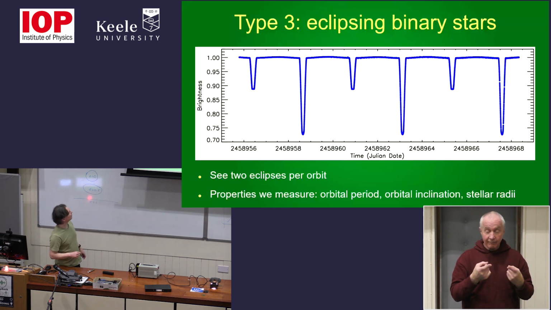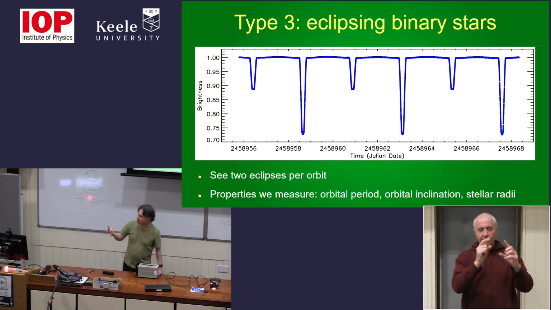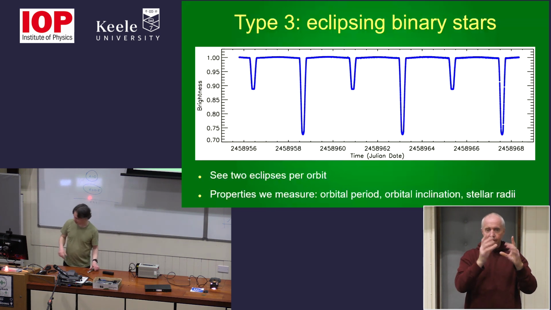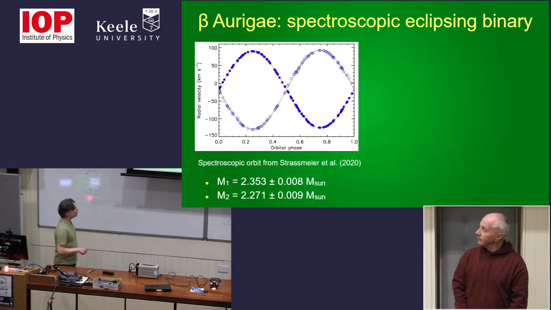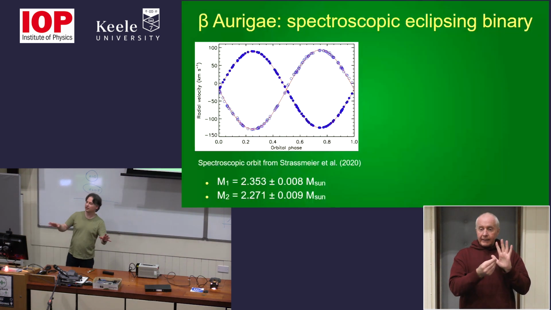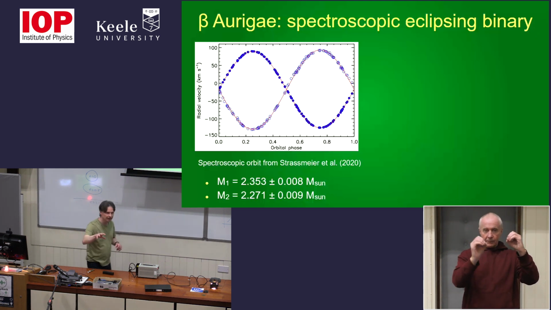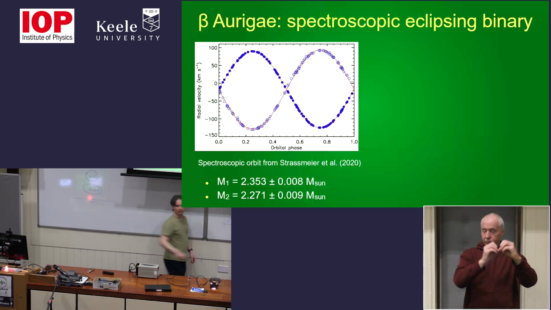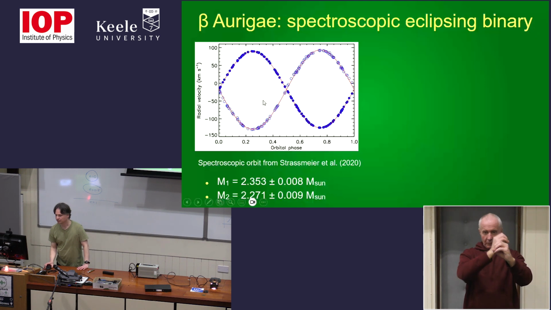So from a light curve like this, we can measure the orbital period of the system. We also get the orbital inclination, which is missing before, and we get the radii of the stars. So we put this together now. And I want to give you just an example of my favourite type of object, where you have stars which are in a binary system, they're eclipsing and they're spectroscopic. So you see these double lines here. From the spectroscopic orbit, like you see here, we can measure the masses.